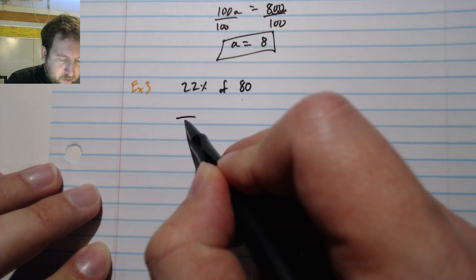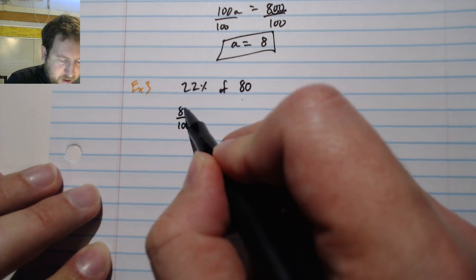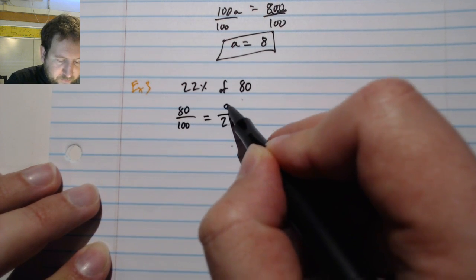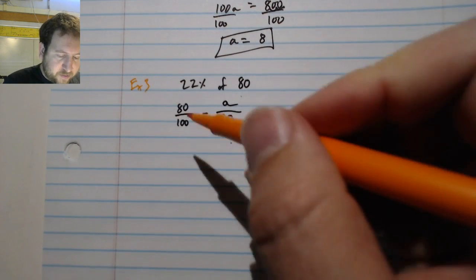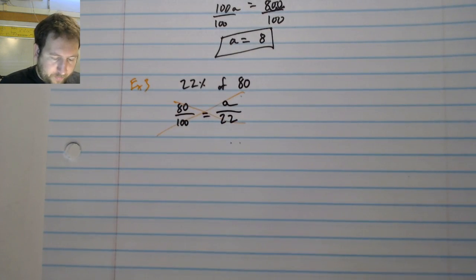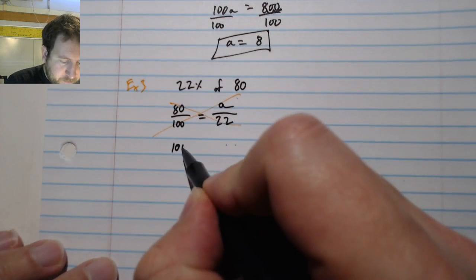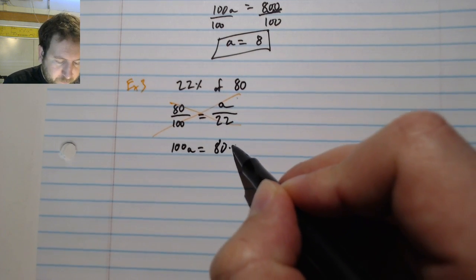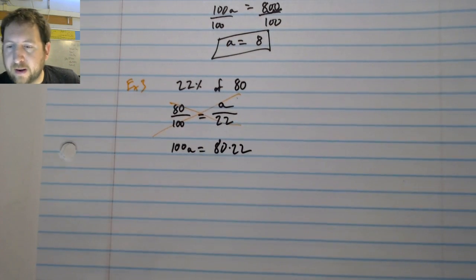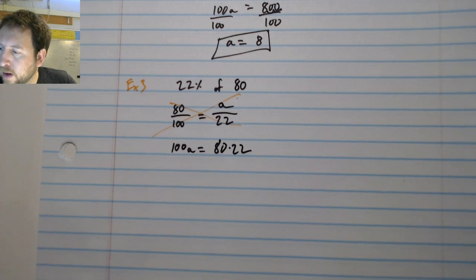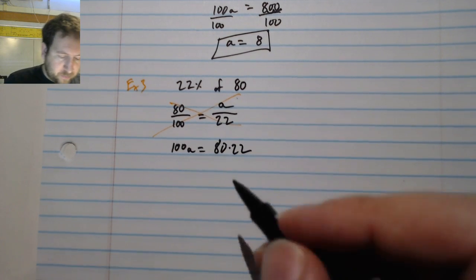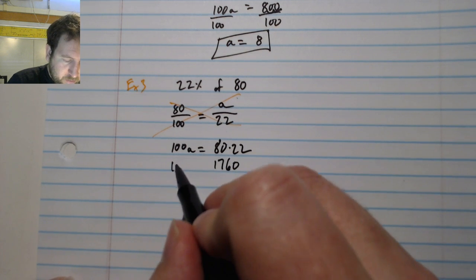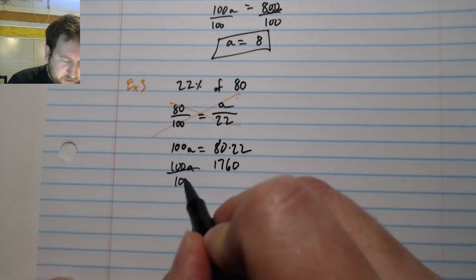Okay, my whole is 80. I'm going to set that to, I only want 22% of it. Let's do some cross multiplying. 100A. 80 times 22. That is 80 times 22. 1,760. 100A. Okay, divide both sides by 100.